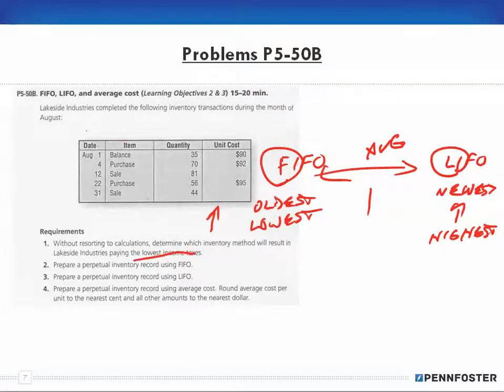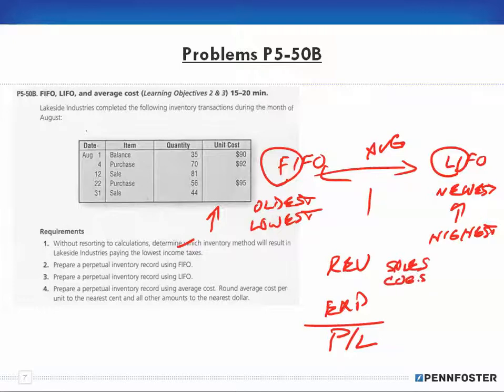Oh boy, did that wrong twice. Okay, if we're thinking in terms of the lowest in income taxes, well, what do we pay income tax on? We pay income tax on our profit. So if I have revenues and I have my expenses, to get my profit or loss, well, in the revenue section, remember we have sales less cost of goods sold, which gives us a gross profit. And then from the gross profit we take out the expenses, right?